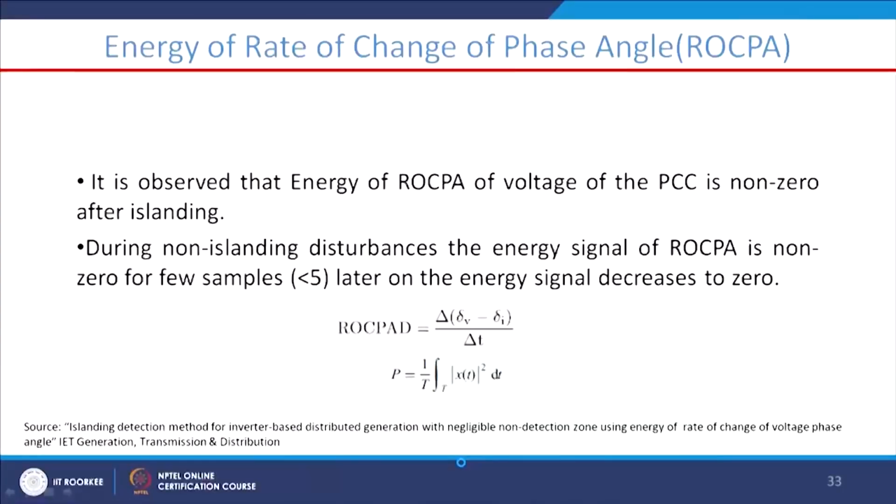These are very easy techniques and very easy to implement, but however, if there is a less power mismatch condition like a zero power mismatch condition, or there is a change in the network conditions, maybe these techniques are going to be affected. And the last one is the energy of rate of change of phase angle. What is the energy content within this change of phase angle? If we can track the energy within that, then also we can detect the islanding situation.